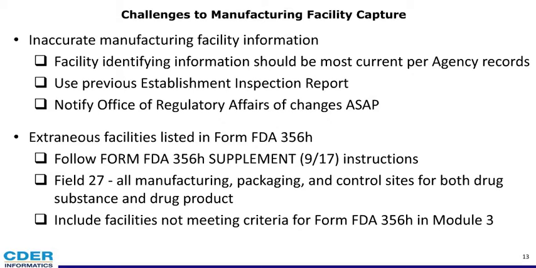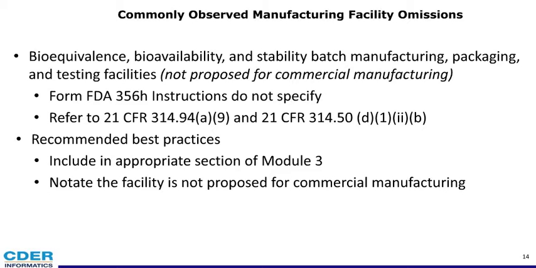Field 27 is going to be the manufacturing, packaging, and control sites for both drug substance and drug product. Any facilities that don't meet the FDA form 356h criteria based on the supplement guidance, we'd recommend that you put those in Module 3 in the facility listing there, so that all the information is available for us to evaluate. And so what do we commonly see within the application?